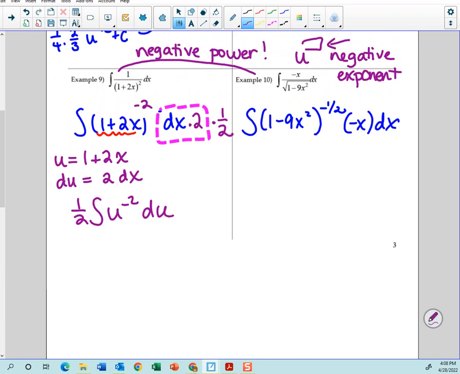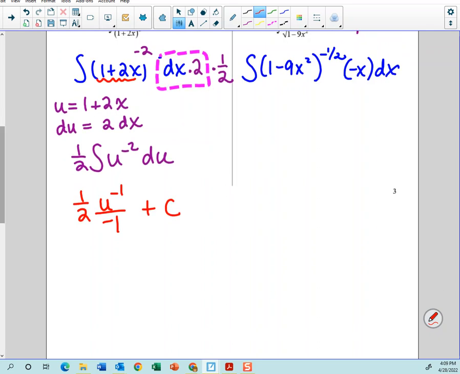So what we've got to be careful about when we do the antiderivative is we are adding 1 to a negative exponent. So 1/2 u to the negative 1 divided by negative 1 plus c. Now, there's lots of different ways we can write that, but the biggest thing I need to make sure I do first is go out of u and back into x form. And then, honestly, this is fine. This is an okay answer. It's not the prettiest answer.